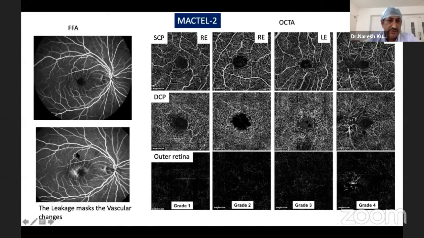Here you can see on the FFA, because of the leakage from the telangiectatic vessels, the vascular details are lost. You can still see some leaking telangiectatic vessels, but you don't see much detail because of the leakage. But OCTA is very useful, and you can appreciate the progressive changes. It starts in the DCP. You can see vessel rarefaction of the capillaries, and then the FAZ gets distorted. There are telangiectatic vessels, abnormal anastomosis between the two layers, and you can pick up the outer retinal vessels also.